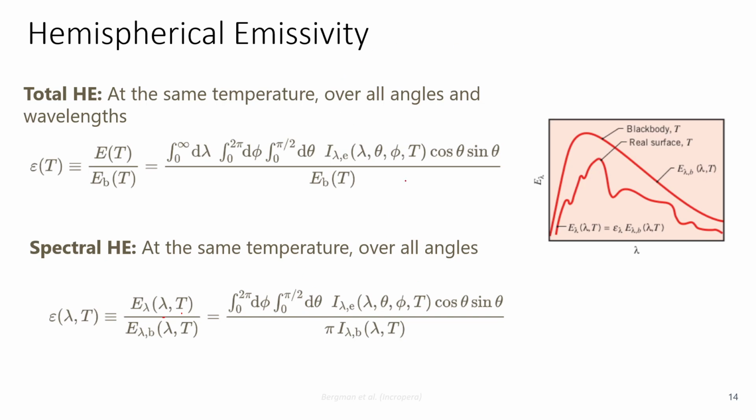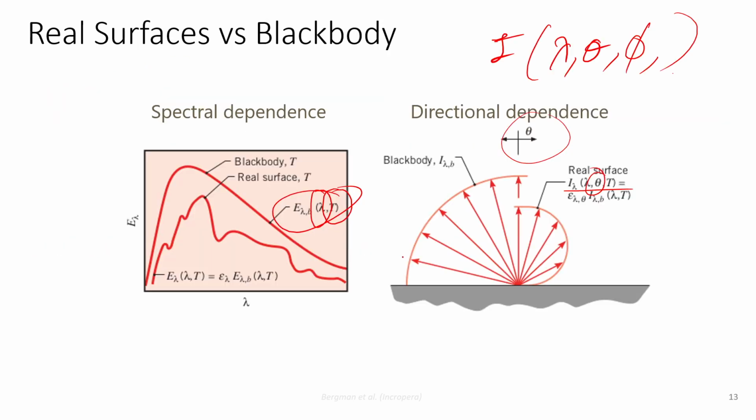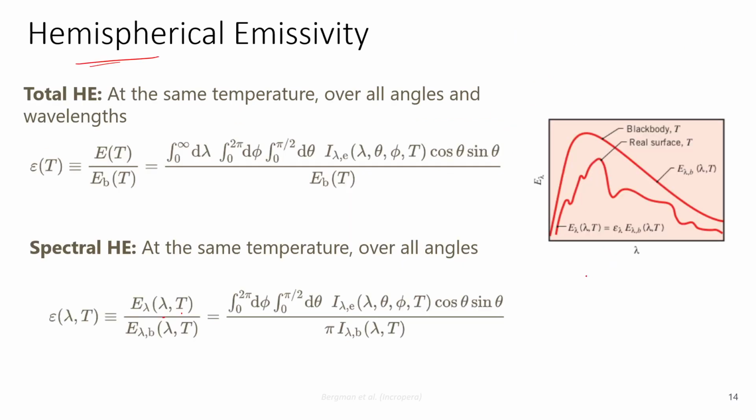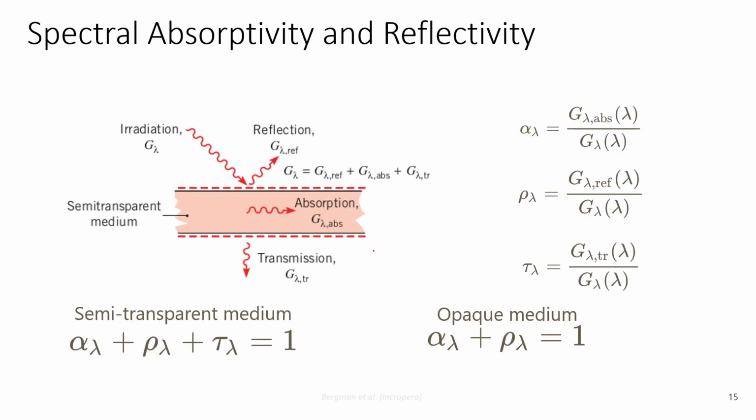The radiation incident at an angle theta on the other body is integrated with respect to 0 to pi by 2 and 2 pi. Since we are considering this hemisphere emissivity as shown over here, we are just integrating it across 0 to pi by 2. Then we can derive the spectral absorptivity, reflectivity, and transmittivity.